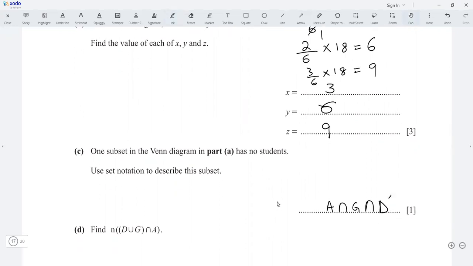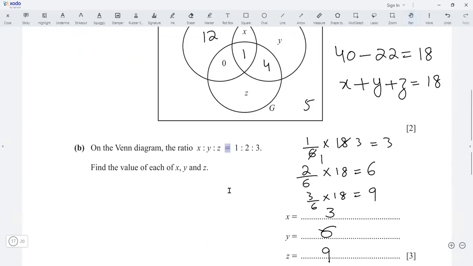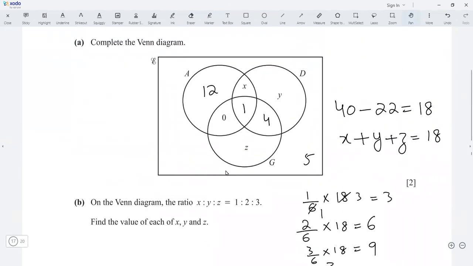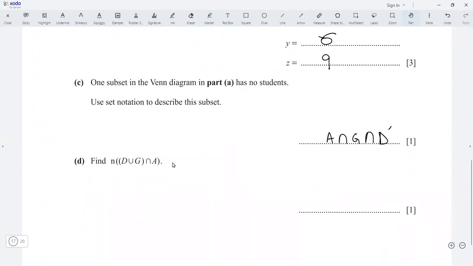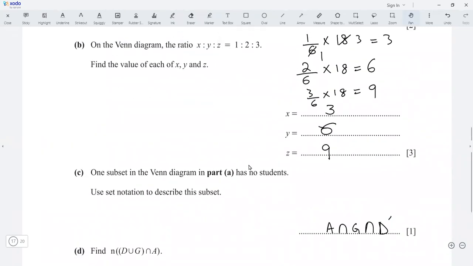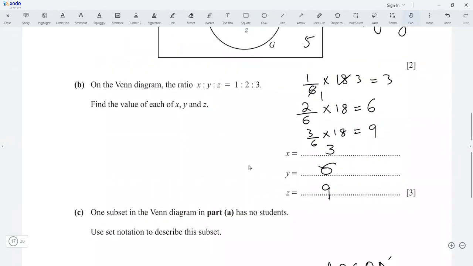So shading is quite important. You need to understand how to shade and how to write the set notation as well. The next one is small n, the number of elements of D union G, intersected with A. First of all, doing the steps inside the bracket, what's D union G? D union G are the elements that are in D and G both. This is the complete region, and they're saying it has an intersection with A.